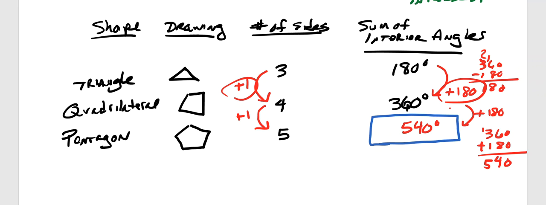So one strategy we have, though it may not be a very efficient strategy, is that every time we add another side to a polygon, we can add 180 degrees. That might be one way of figuring out the sum of interior angles, say, for an octagon or a decagon or a dodecagon, okay?